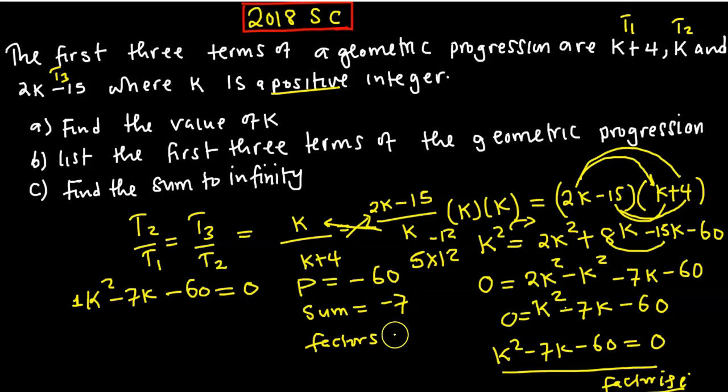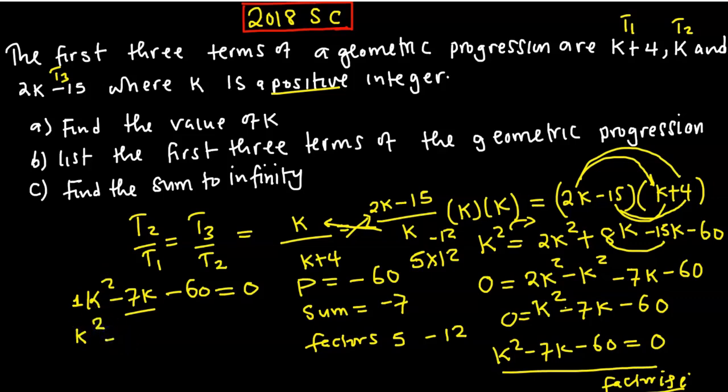So the factors are 5 and negative 12. When we multiply these, they give us negative 60, but when we add them, they give us negative 7. Therefore, we are going to replace this part with these two. This is for those who don't know how to factorize, but if you know how to factorize, I'm sure you have an idea of what I'm explaining.